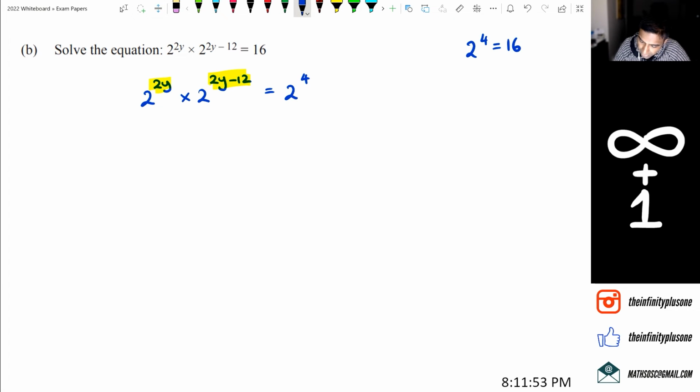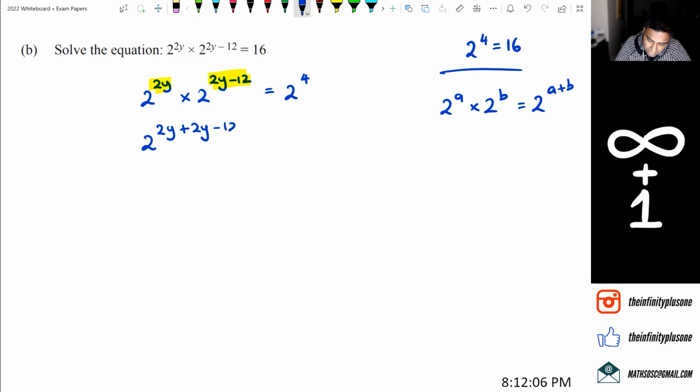Because remember, if you have 2 to the power of a times 2 to the power of b, this is equal to 2 to the power of a plus b. So I'm going to do that here and replace this with 2 to the power of 2y plus 2y minus 12, equal to 2 to the power of 4. Once I do that, I can get rid of the two bases because on both sides you've got base 2. So I can rewrite this as 2y plus 2y minus 12 equals 4.